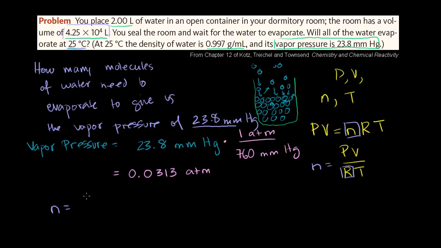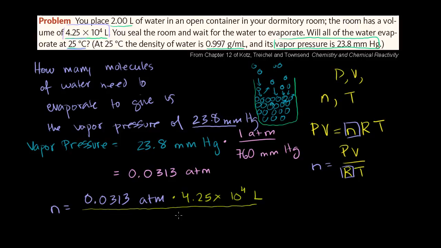Anyway, the pressure here is 0.0313 atmospheres. The volume here, they told us right over here, is 4.25 times 10 to the fourth liters. And then we want to divide that by, and you want to make sure that your universal gas constant has the right units. I just looked mine up on Wikipedia. See, everything has 3 significant digits. So I'll add more significant digits, and we'll just round at the end.